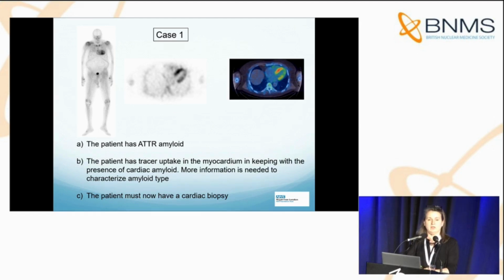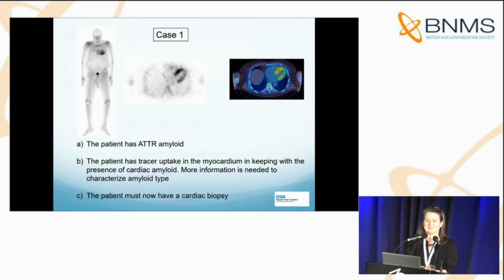So, statement A, show of hands. The patient has ATTR cardiac amyloid. The patient has tracer uptake in the myocardium, in keeping with the presence of cardiac amyloid. More information is needed to characterize the cardiac amyloid. Okay, we're getting there. The patient must now have a cardiac biopsy. We all say if it's must, it's got to be wrong.